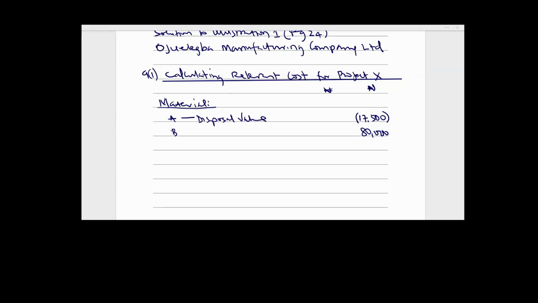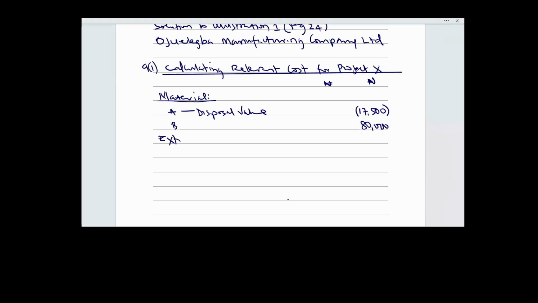So I will then come here, labor, or call it extra labor cost. 70,000, put it there, it's part of the cost. So we are going to state our assumption, the reason why we ignore that 60,000. Next item.